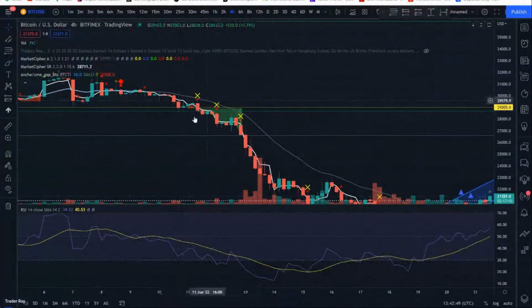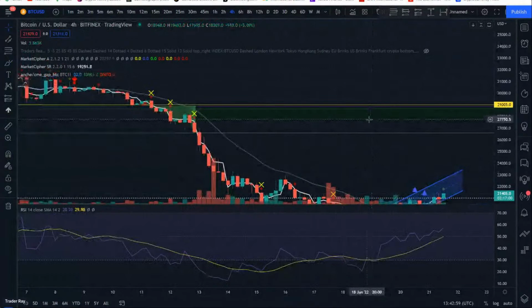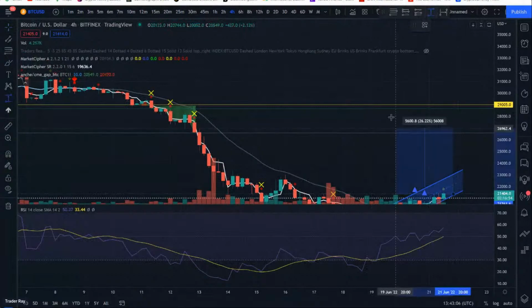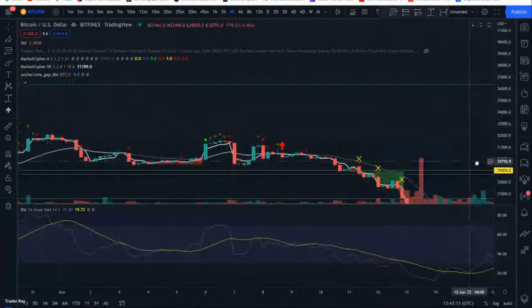Here we also have a CME gap around 29 to 26 ish, which has not been filled yet. Usually, the bigger these gaps, the higher the likelihood that we are going to fill them. It would actually be a tremendous bounce from here. All the way up is 35%. That will be quite big. And we still have some other CME gaps open.